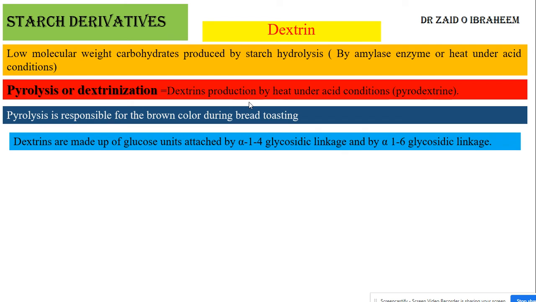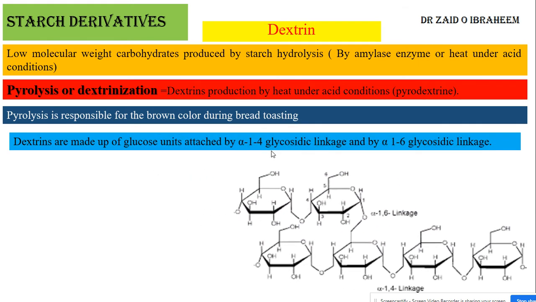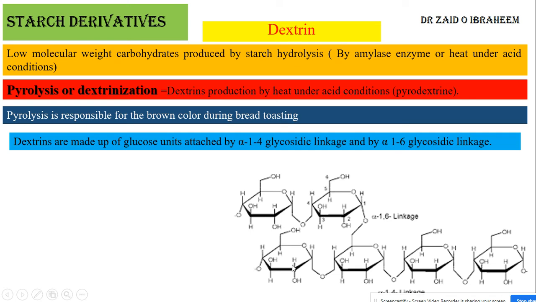The dextrins are made up of glucose units attached by alpha 1-4 glycosidic linkage and branches which are formed by alpha 1-6 glycosidic linkage. When we look at the structure of dextrin, it is similar to the structure of starch, but in the form of smaller fragments. It is not as big as a starch molecule. If we look here, we see that this is the composition of dextrin. We see there is a branch here, and this branching is obtained by alpha 1-6 glycosidic linkage.